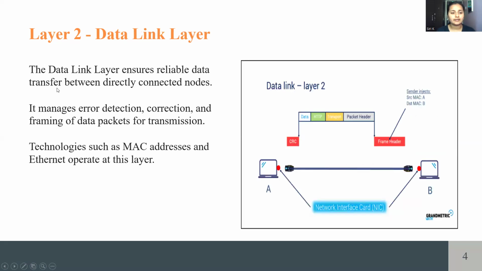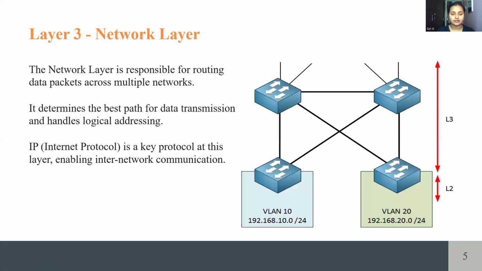Layer 2, data link layer. The data link layer ensures reliable data transfer between directly connected nodes. It manages error detection, correction, and framing of data packets for transmission. Technologies such as MAC addresses and Ethernet operate at this layer. Data link layer 2 has a frame header and CRC, with data and the transport packet header. This is A, this is B, and this is the network interface card, called the NIC. This is the overview of layer 2, the data link layer.